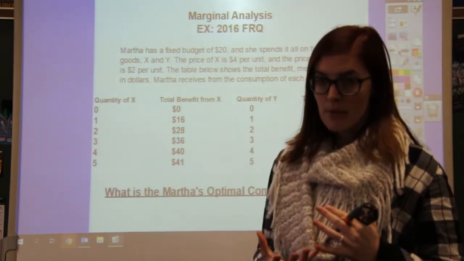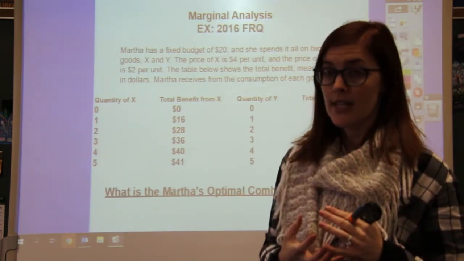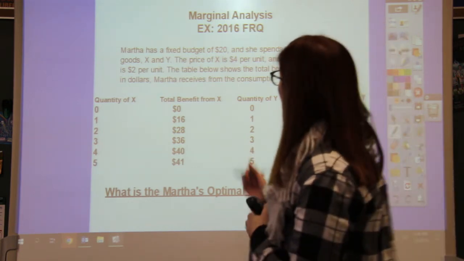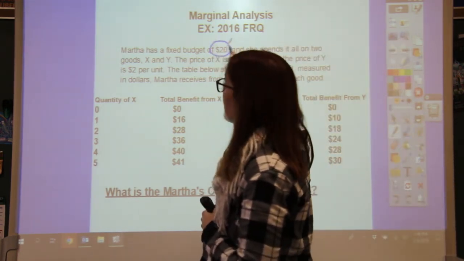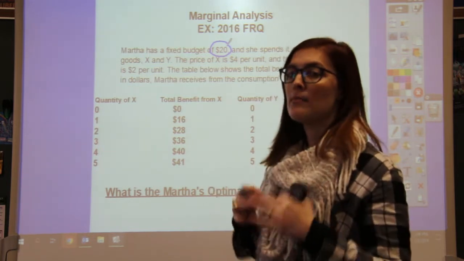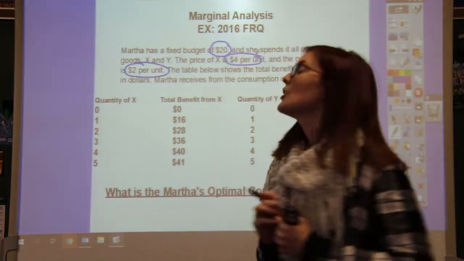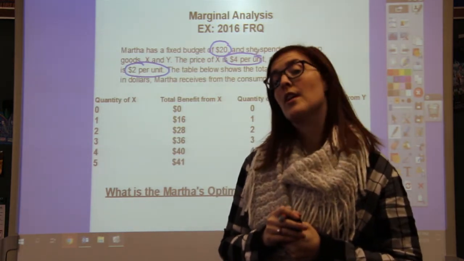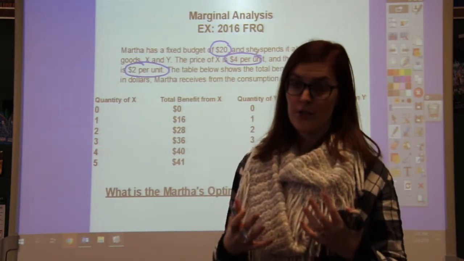So in this problem, it gave you several things you have to take note of. In the prompt, it said you only have $20, so that's your income you're limited to, and it gives you the price of the goods. You can't solve this problem without all three of those things. Good X is $4 a unit, and good Y is $2 a unit.